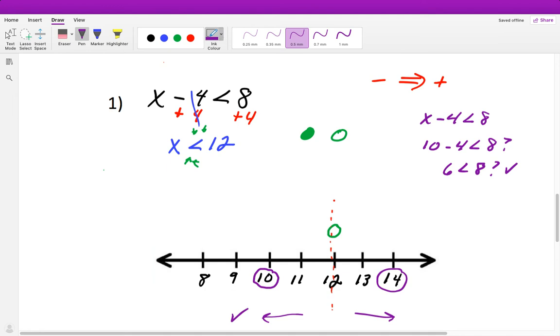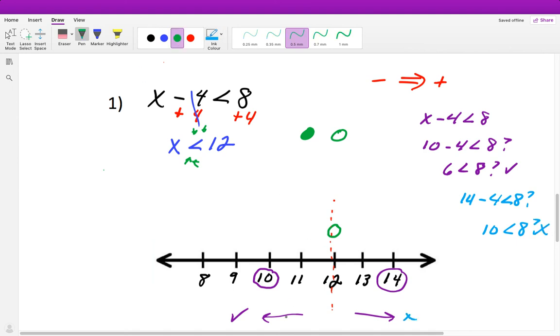Now, let's just test the other side as well just to see if this one does or doesn't. So it's x minus 4. Well, 14 minus 4, is this less than 8? Well, 14 minus 4 is 10, and 10 is not less than 8. It is greater than 8, so we know that this side is not a solution.